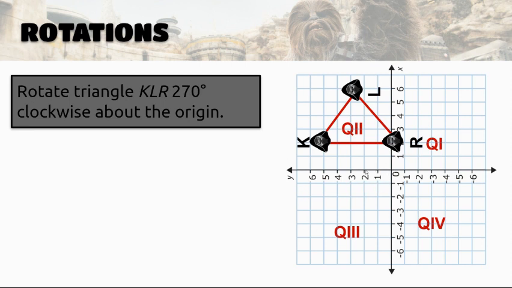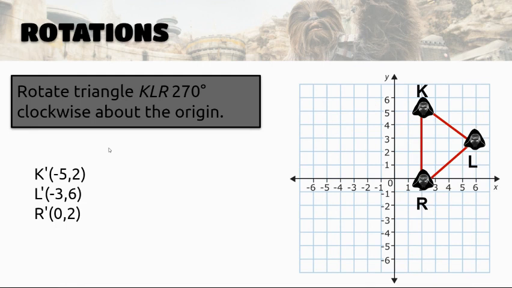Well, K, I move 5 to the left, so that's -5, and up 2. So K prime's at (-5, +2). Here we have L, I move 3 to the left, that's -3, up 6, (-3, 6). R, I don't move left or right, so that's X value is 0, but I do go up 2. So here's K prime, L prime, R prime. Now I can turn this graph back to our original position and just plot those points for K prime, L prime, R prime. And it looks the same as after we had physically turned it, what position it is in.